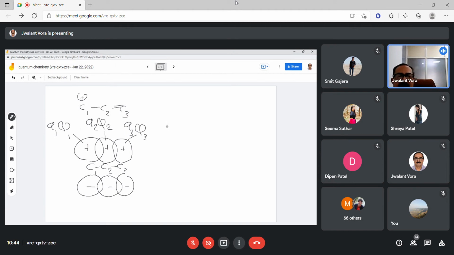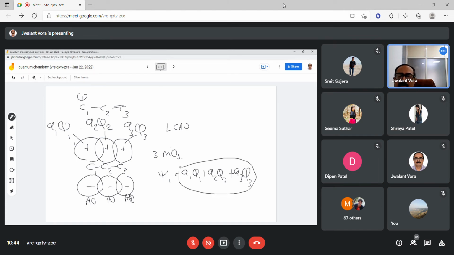સો આ જે LCAO છે, લિનિયર કોમ્બિનેશન ઓફ એટોમિક ઓર્બિટલ્સ, આને કેવી રીતે લખાય? આ ત્રણ એટોમિક ઓર્બિટલ્સ છે. એનું લિનિયર કોમ્બિનેશન થઈને ત્રણ મોલેક્યુલર ઓર્બિટલ્સ ફોર્મ થશે. એ લખાય કેવી રીતે? psi1 is equal to A1 phi1 plus A2 phi2 plus A3 phi3. એક બોન્ડિંગ મોલેક્યુલર ઓર્બિટલ થાય, એક નોન બોન્ડિંગ મોલેક્યુલર ઓર્બિટલ થાય, એક એન્ટી બોન્ડિંગ મોલેક્યુલર ઓર્બિટલ થાય. એને લખાય આવી રીતે.